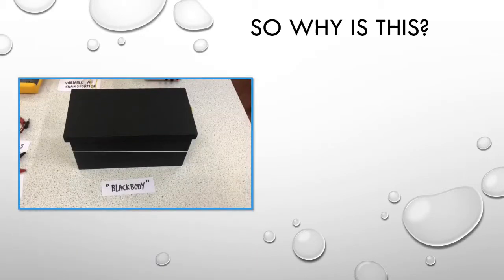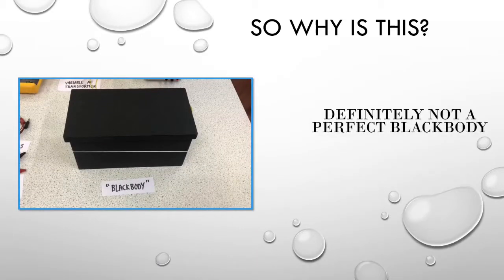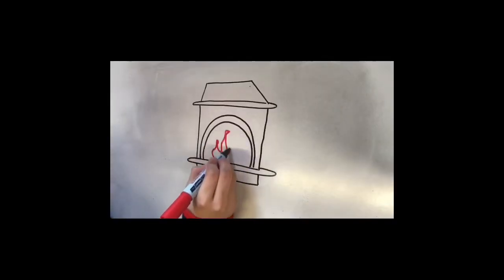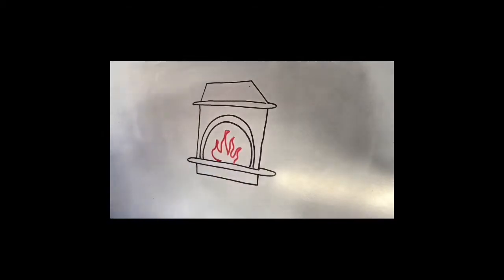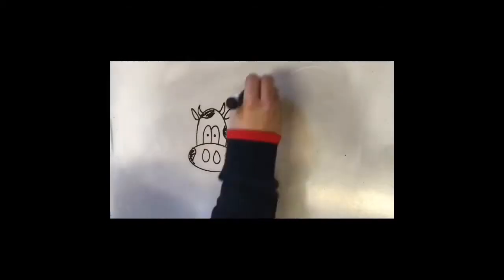Why is this, you ask? Well, for starters, we didn't use a perfect black body. In addition, the strip board had a minimal resistance, but this was very difficult to control. We could have improved the accuracy of our results by using a better black body, for example, a furnace.